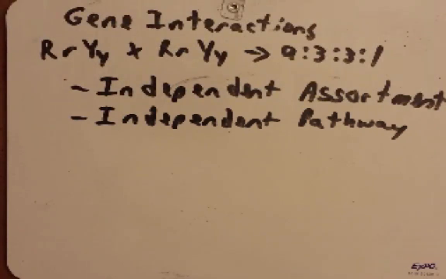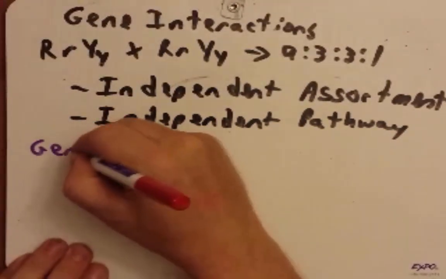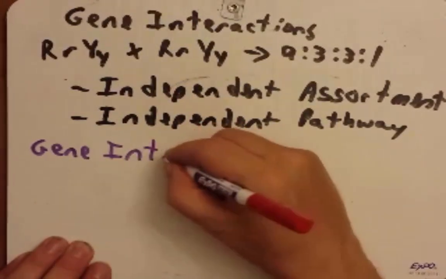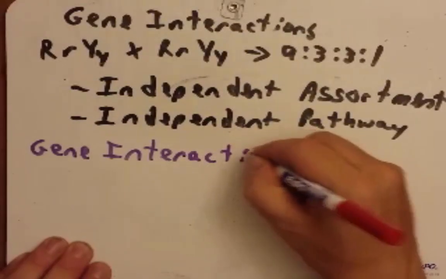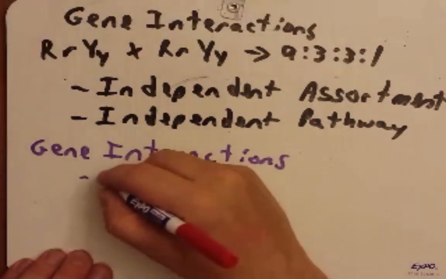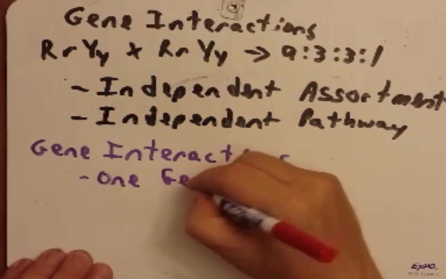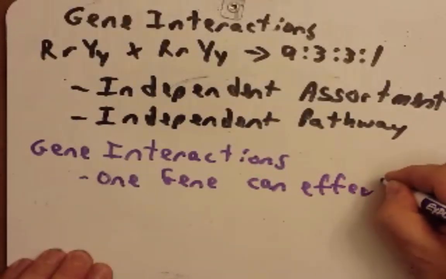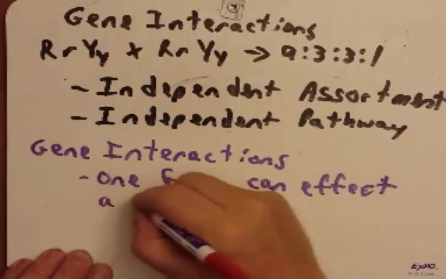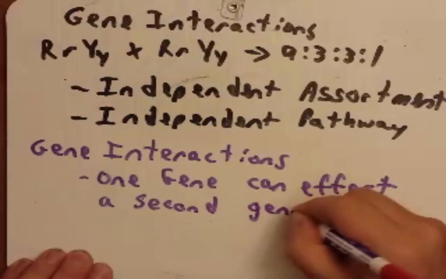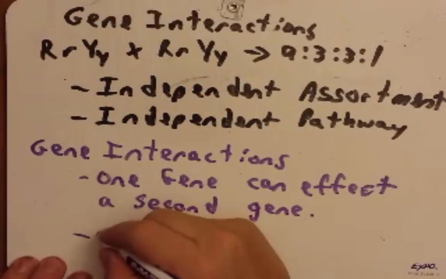We now know that because of gene interaction, and when we say gene interaction, we don't mean the actual genes themselves, the DNA, is interacting. What we mean is that the proteins that are made from those genes interact with each other. And because of gene interaction, we know that one gene can affect a second gene. And the example we're going to talk about with this is epistasis.